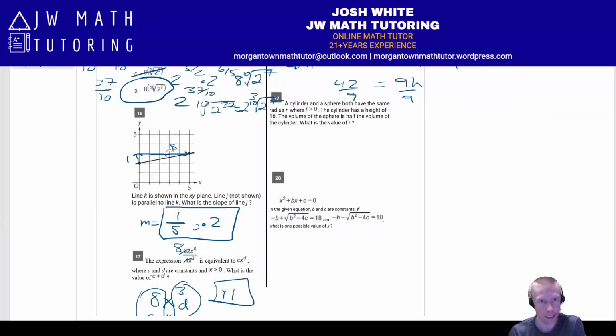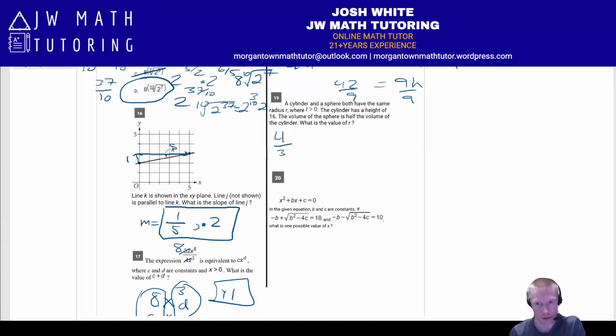Now for number 19, here we have one involving basically a cylinder and a sphere, and their volumes are related to each other, except one is half the volume of the other. So you have to figure out what the radius is going to be for both of them, the same value, for this to be true. So first, make sure you know the formulas.